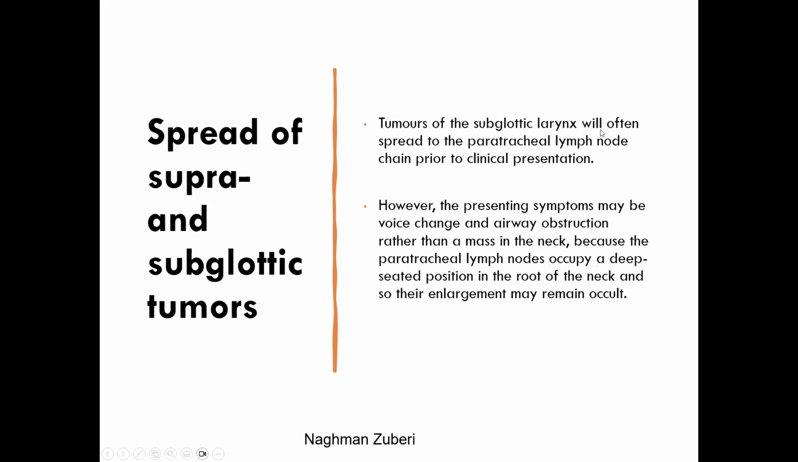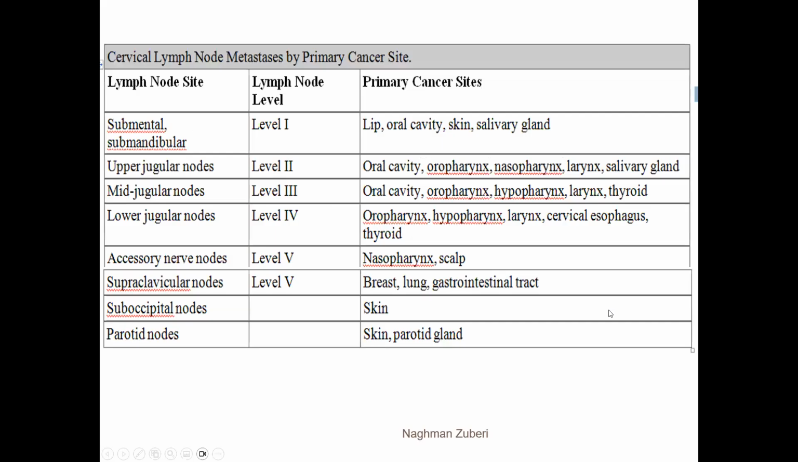Tumors of the subglottic larynx will often spread to the paratracheal lymph node chain prior to clinical presentation. However, the presenting symptoms may be voice change and airway obstruction rather than a mass in the neck, because the paratracheal lymph nodes occupy a deep-seated position in the root of the neck, and so their enlargement may remain occult. Now let's see cervical lymph nodes, the metastasis to them by the primary cancer site.